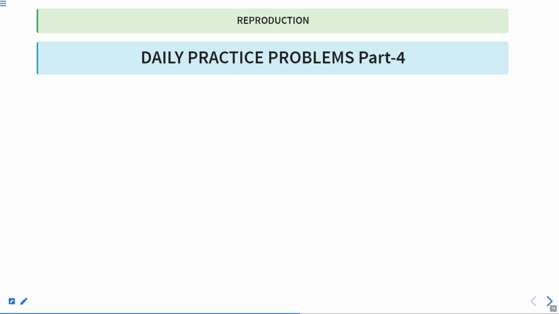Then we talked about reproduction in the flowering plants, where we studied the typical components or parts of the flower, and then we studied reproduction in humans, or in the higher organisms. So in this session we'll be discussing the practice problems and some of the objective type questions related to these topics. Clear?